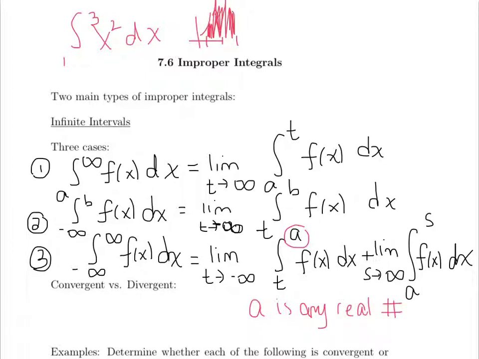So that's the idea, is that we pick a number so that we can actually split it into 2 nice integrals and take the limit of each in the appropriate way. In particular, as t goes to negative infinity and as s goes to infinity. And notice that we're using 2 different variables here so that we don't get confused with the fact that t is going to negative infinity and s is going to positive infinity.